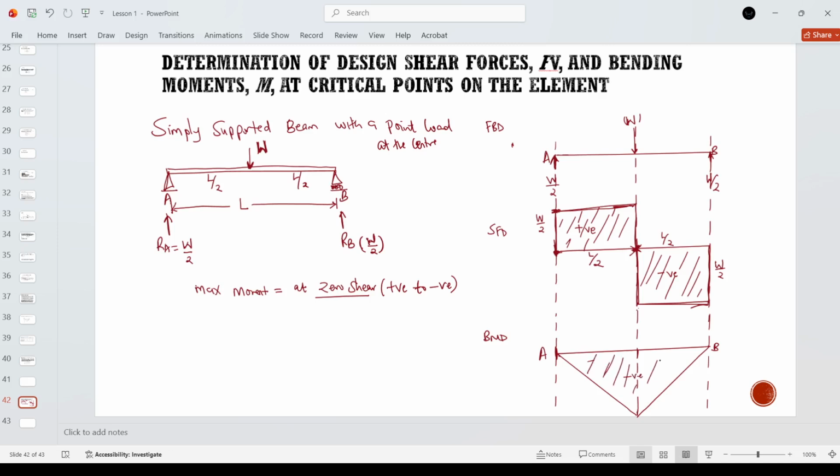The main essence of us doing this is for us to obtain formulas, because we will not have to calculate and draw these things every time, so that we are able to determine the shear force FV and M at critical points.